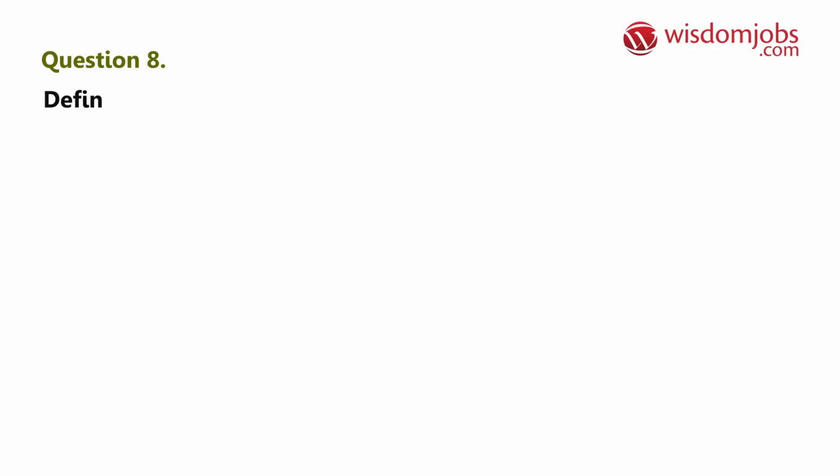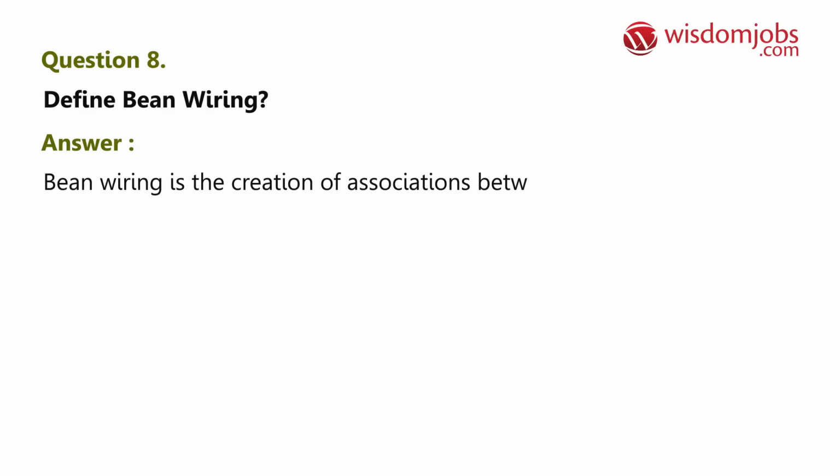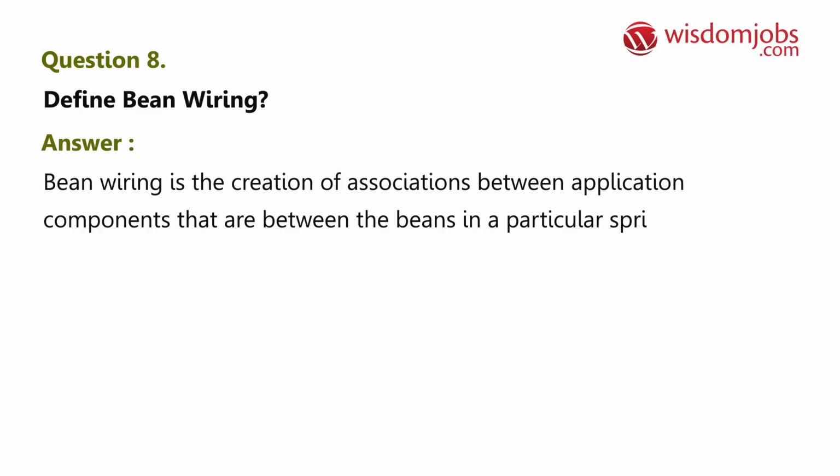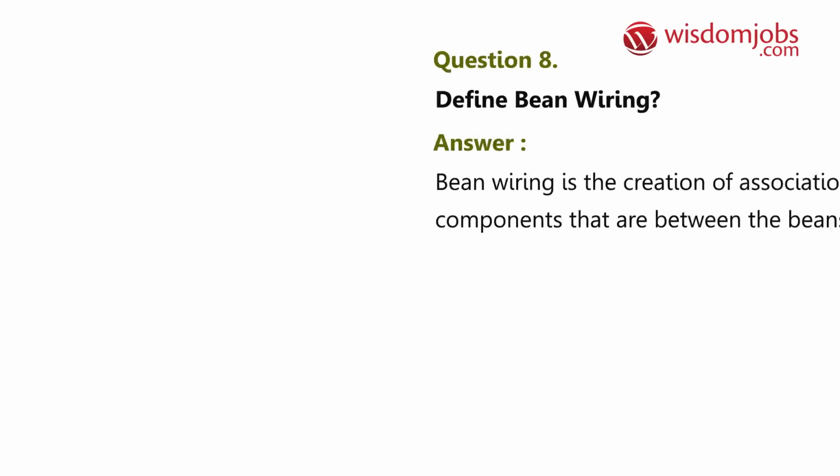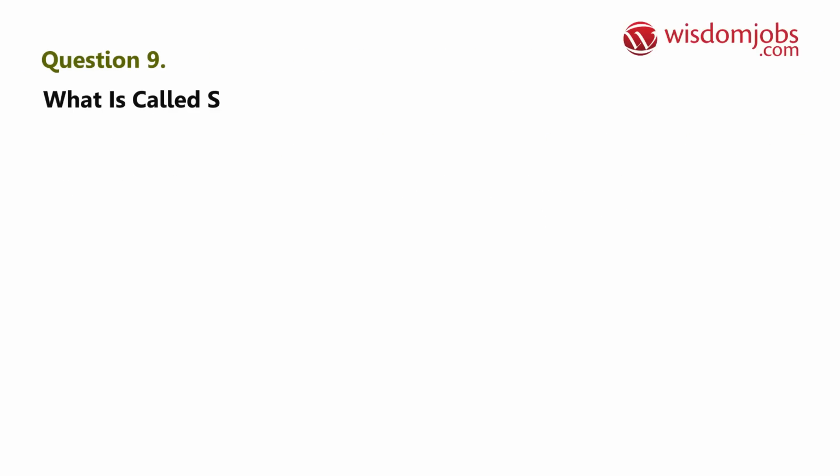Question 8. Define bean wiring. Answer. Bean wiring is the creation of associations between application components, that is, between the beans in a particular Spring container.